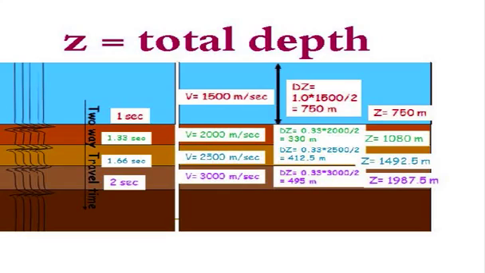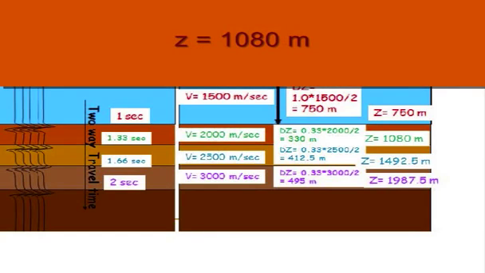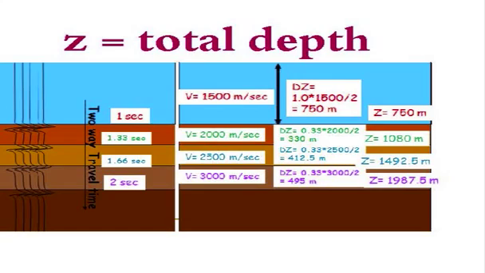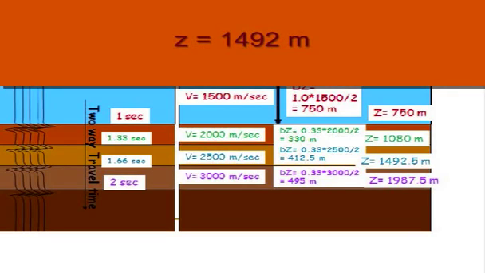dz equals 0.33 seconds times 2,000 divided by 2 equals 330 meters. Z equals 1,080 meters. Third zone, V equals 2,500 meters per second. dz equals 0.33 seconds times 2,500 divided by 2 equals 412.5 meters. Z equals 1,492 meters.